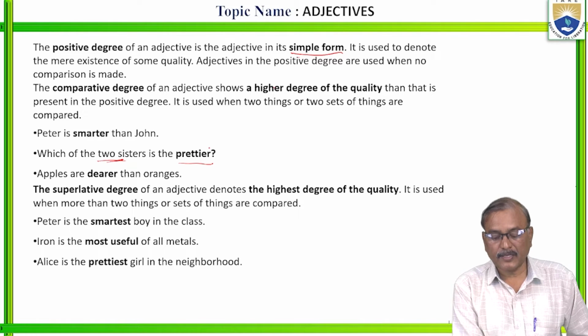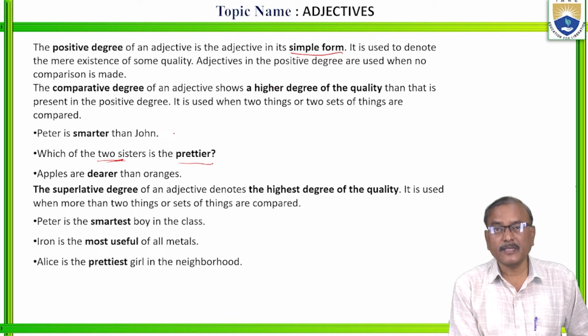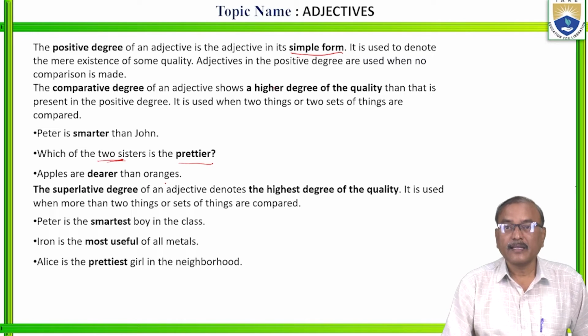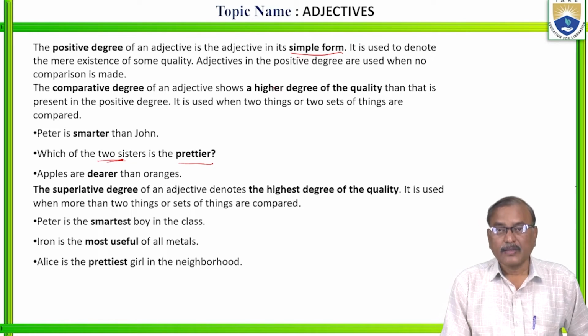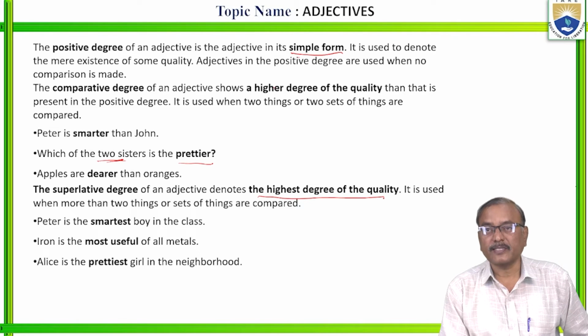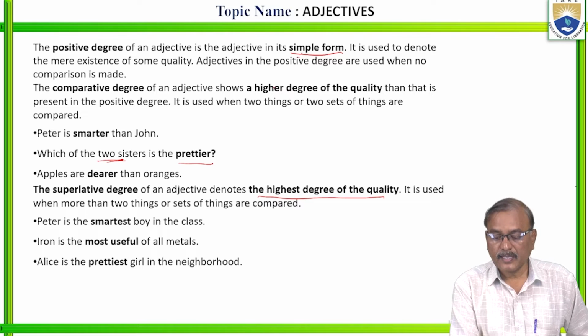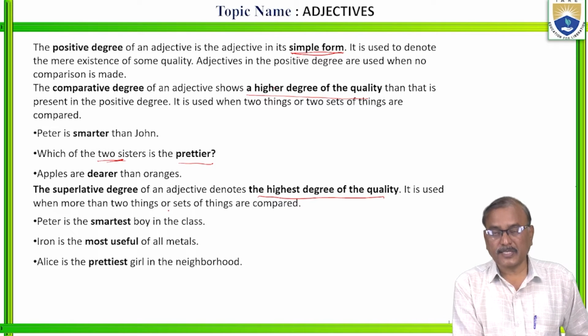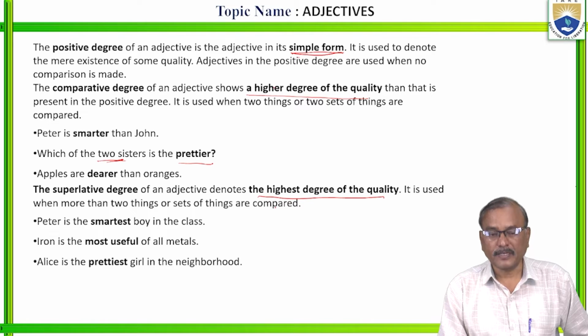When it is between two, you can't use the superlative, and you can't use only the positive. Apples are dearer than oranges. Whereas the superlative degree of an adjective denotes the highest degree of the quality. This is the simple form of the quality. This is a higher degree of the quality than that present in the positive form. This is the highest degree of the quality. It is used when more than two things or sets of things are compared.